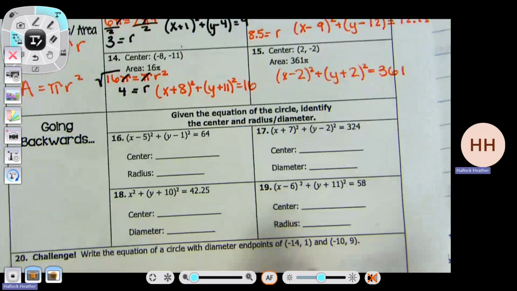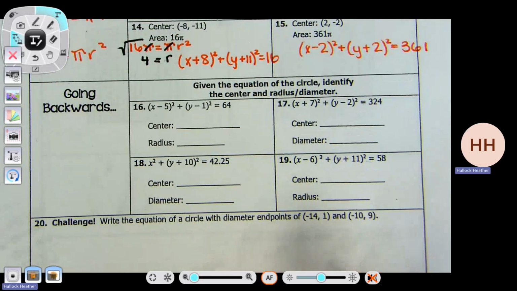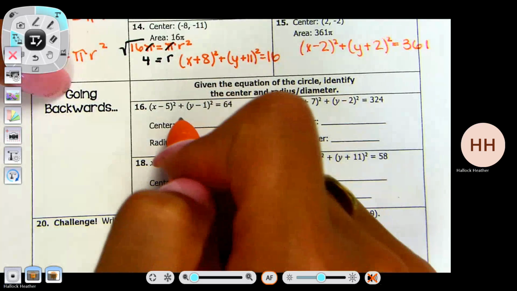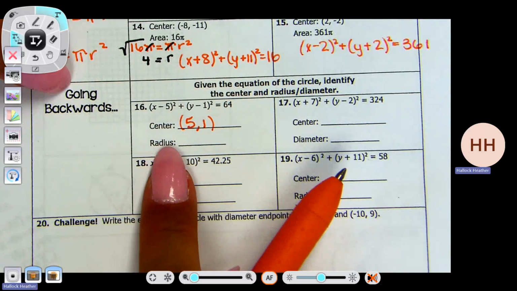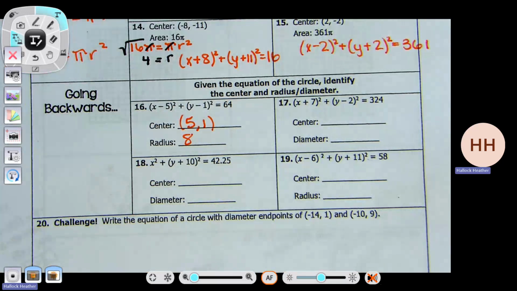Okay. We like this, right? Okay, let's do the last couple and then you guys can start working on what you need to do. So same thing, but now I give you the equation. So what's my center for the first one? 5, 1. And then what would be my radius? 8, because you're square rooting because you're going backwards. So normally we square the radius. To go backwards, we're square rooting.